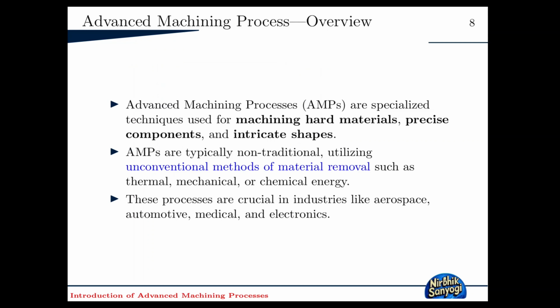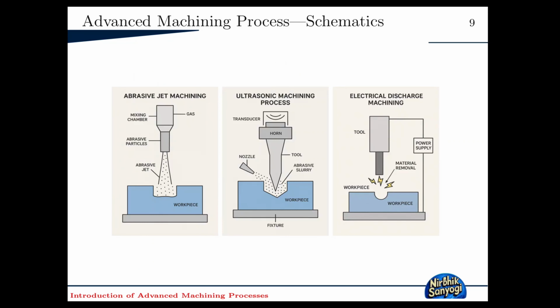Advanced machining processes are typically non-traditional, utilizing unconventional methods of material removal such as thermal, mechanical, or chemical energy. These processes are crucial in industries like aerospace, automotive, medical, and electronics. Schematics of some advanced machining processes: abrasive jet machining, ultrasonic machining, and electrical discharge machining.